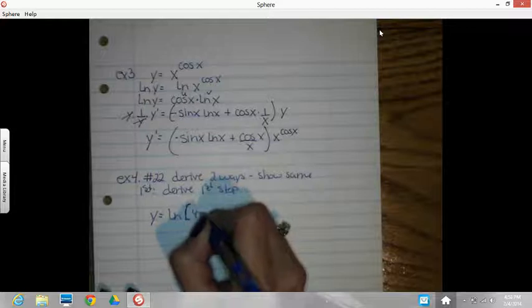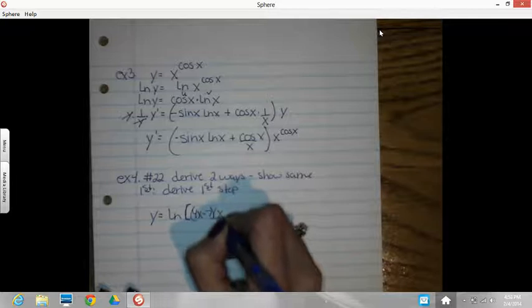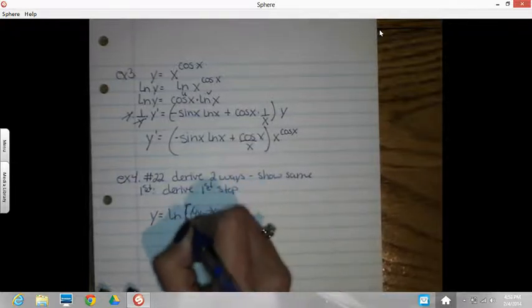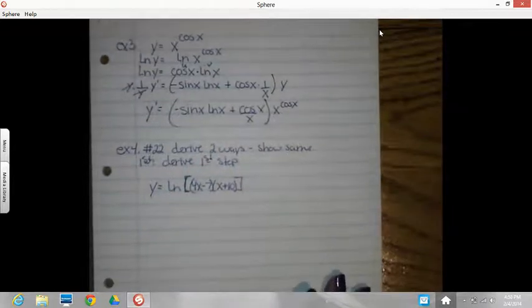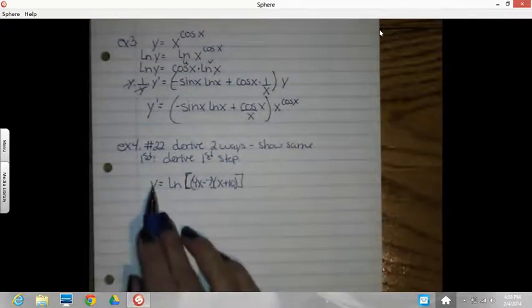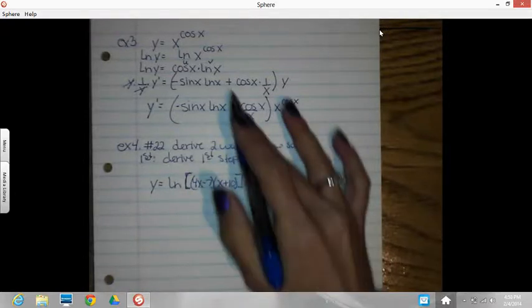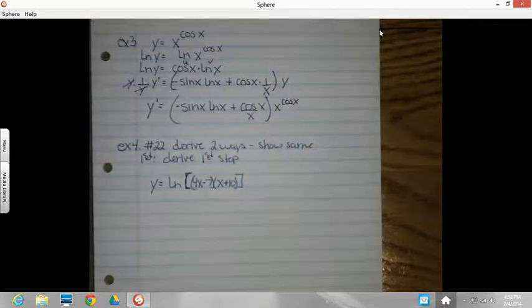minus 7 times x plus 10. And the reason I can jump right into a derivative is it's already y equals, and I have no x up in an exponent. So this is not stuff I've just got done doing on examples 1, 2, and 3. So I'm ready for derivative.